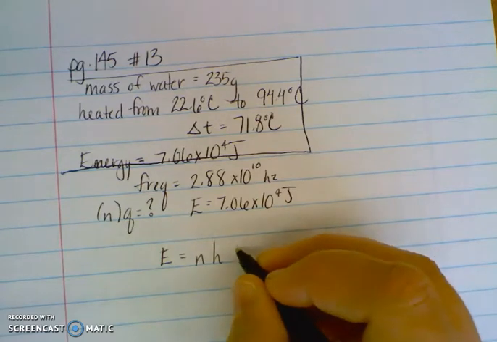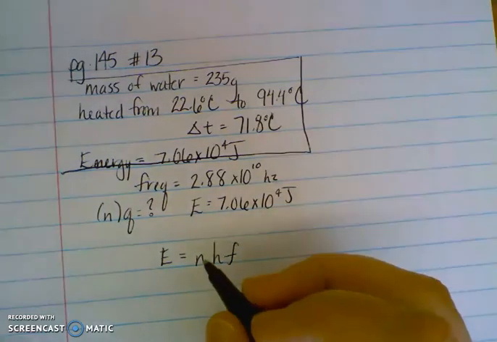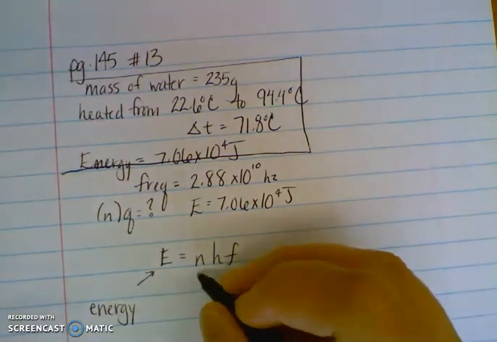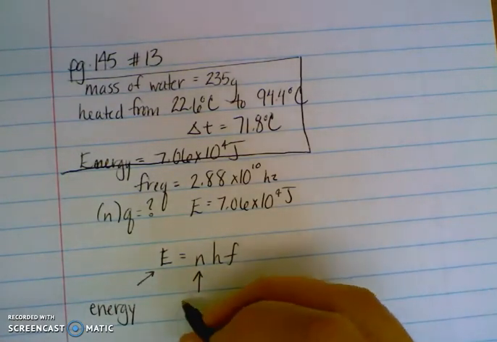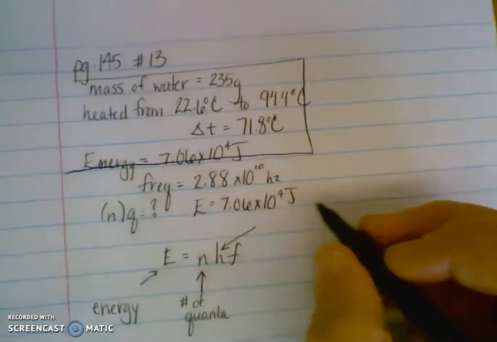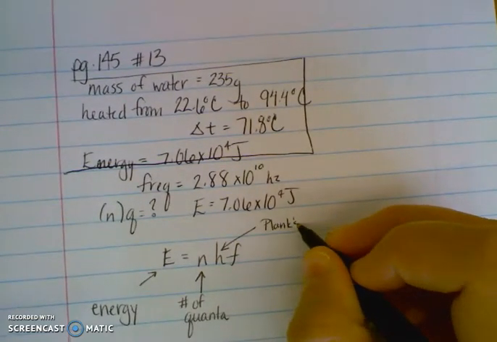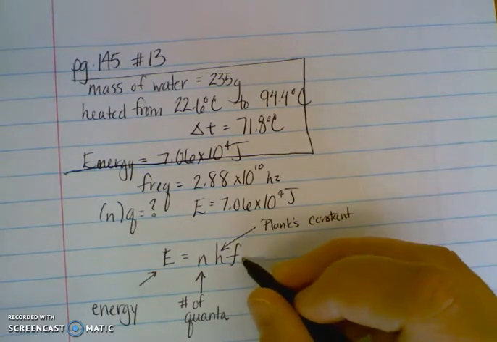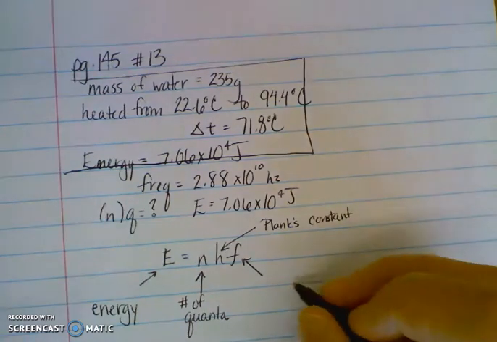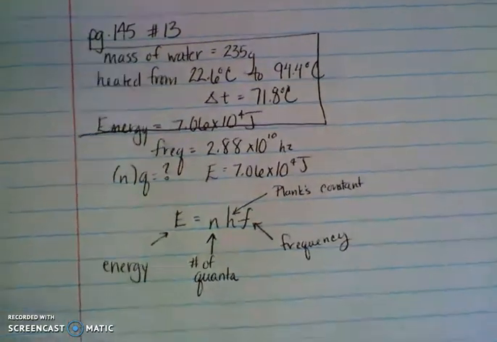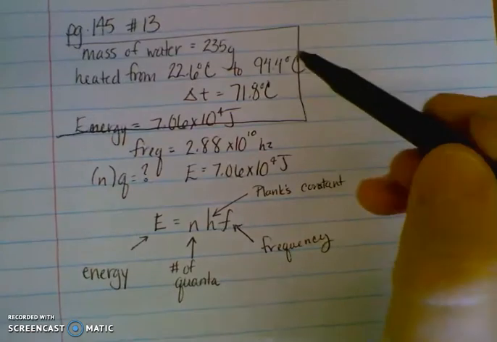So NHF. E is your energy. N represents the number of quanta, and this equation isn't really given to you in the book, or at least in your equations. It's not exactly this way, so that's why I'm just showing you where to put that N. H is Planck's constant, and F is your frequency. So we need to solve for N, which is our number of quanta.